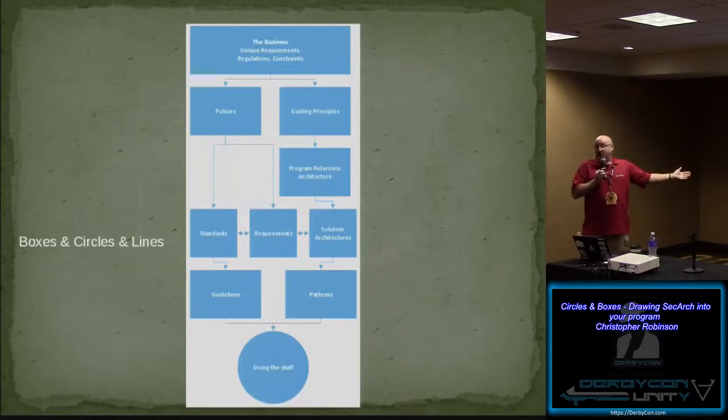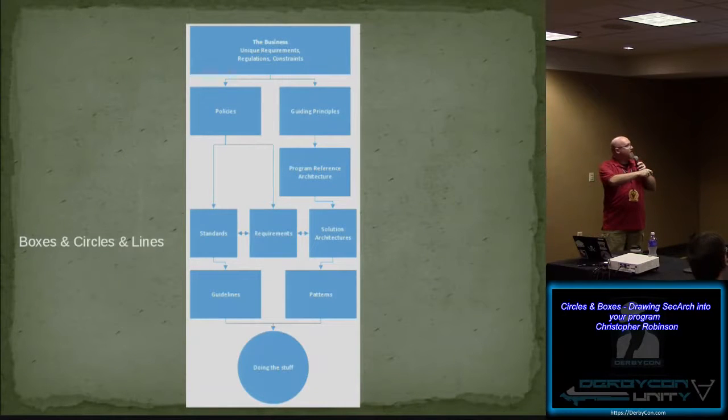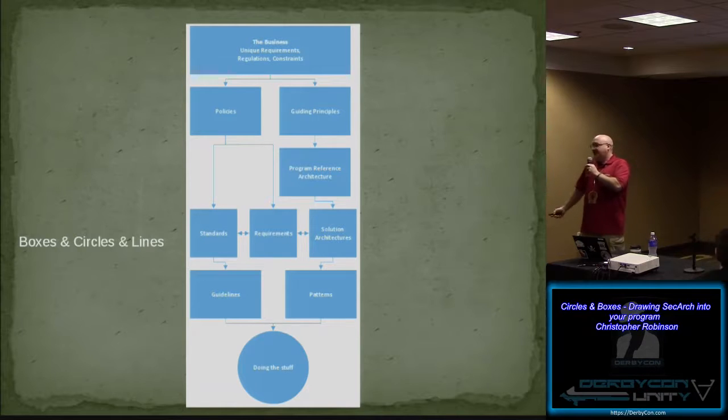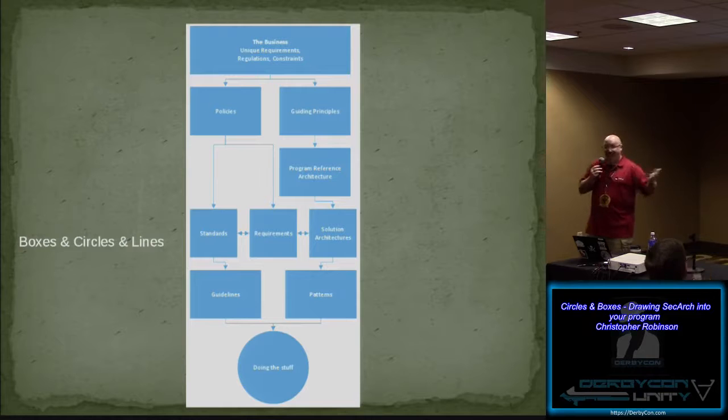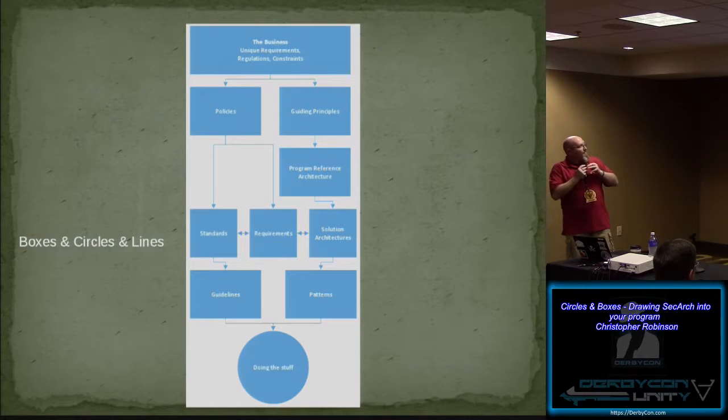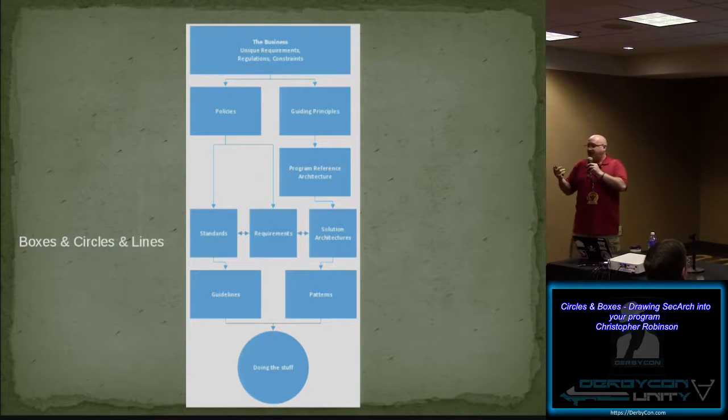Here's an example of some more circles and boxes, but these are some artifacts or processes that can help you. You need to understand up here your business requirements. You have to understand what drives your business. A manufacturer has a different set of risks than a healthcare provider, or a different set of risks than a software development company. You need to have a formally documented set of policies. It could be one policy. It could be a couple dozen policies. Every organization will be a little different, but you have to have some guidance.